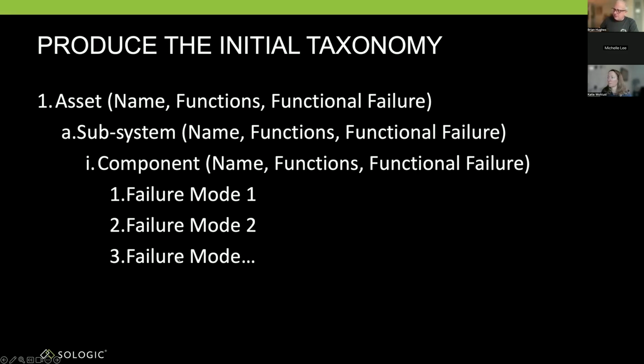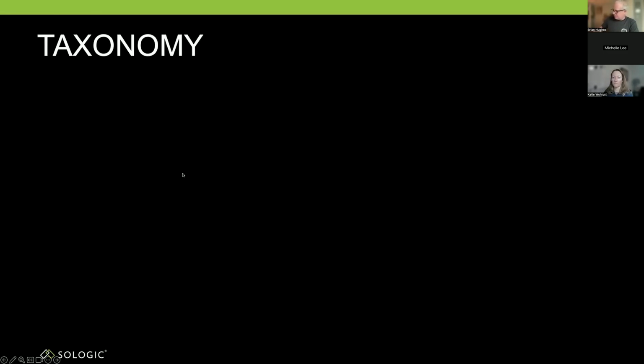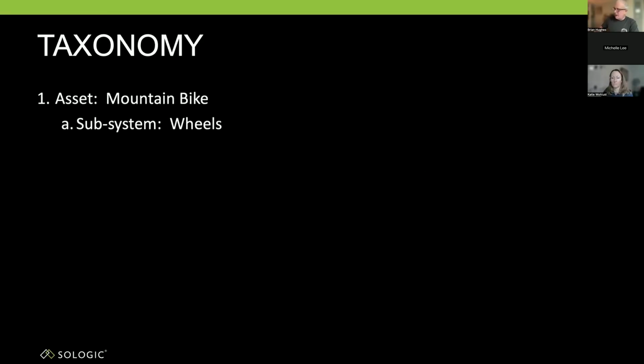I'll give you an example. My asset is a mountain bike. I like to bike, hence my tools. So I've got my mountain bike, that's my asset. The subsystem I'm going to go down to is the wheels. Well, they don't turn like that unless I'm going upside down. But okay, wheels. I've got rear wheel hub bearings. Now that I've taken it down to there, that's my component level.